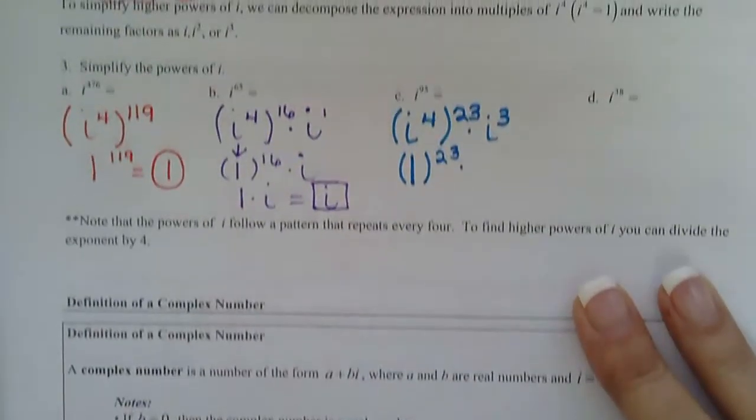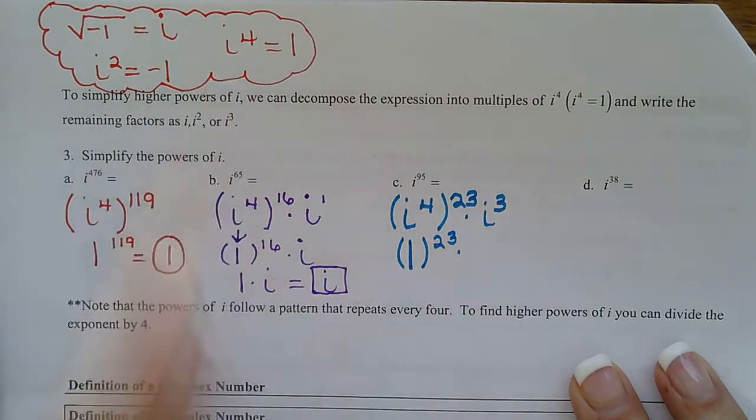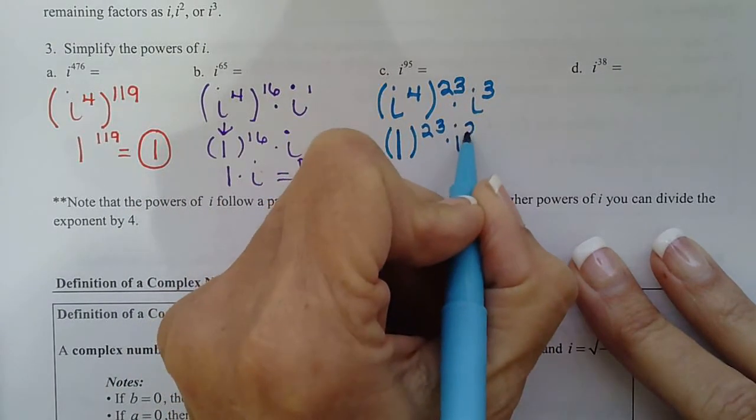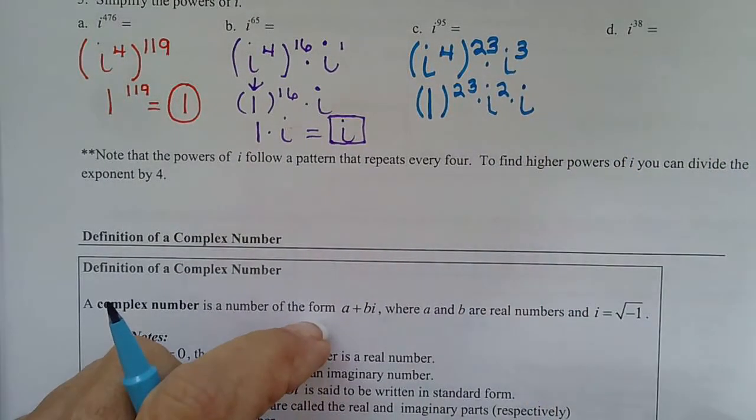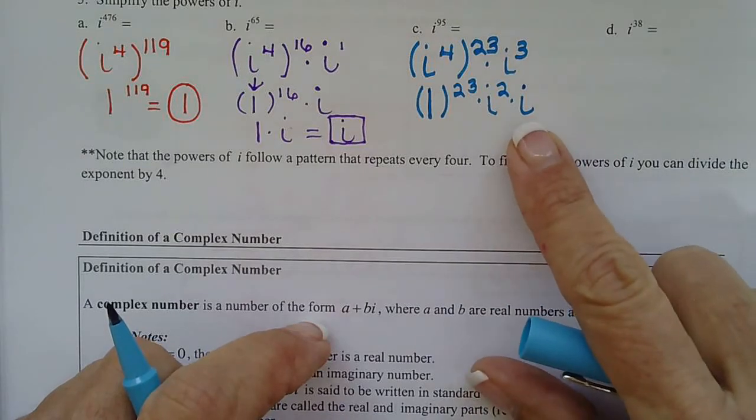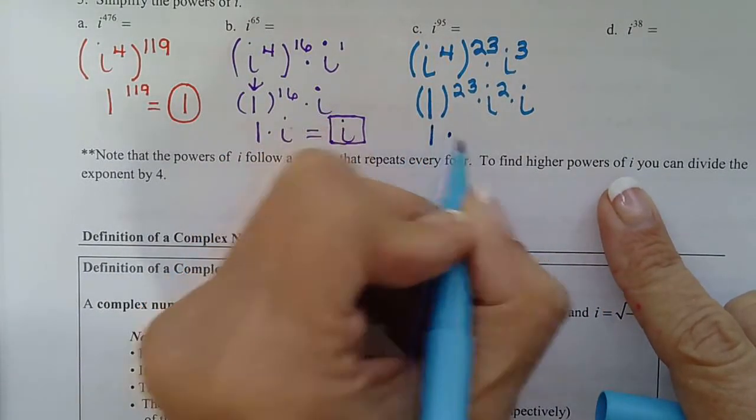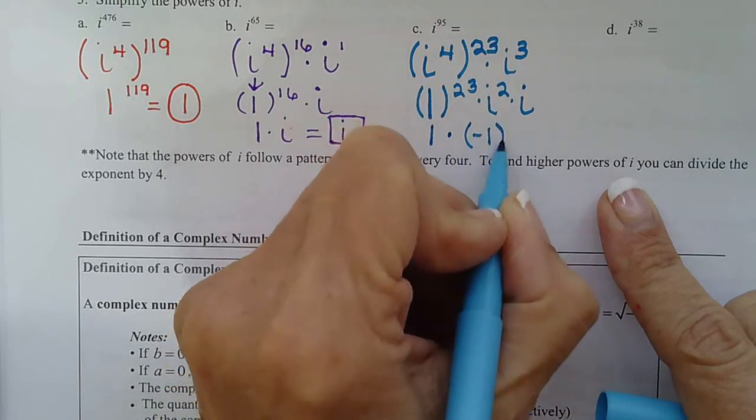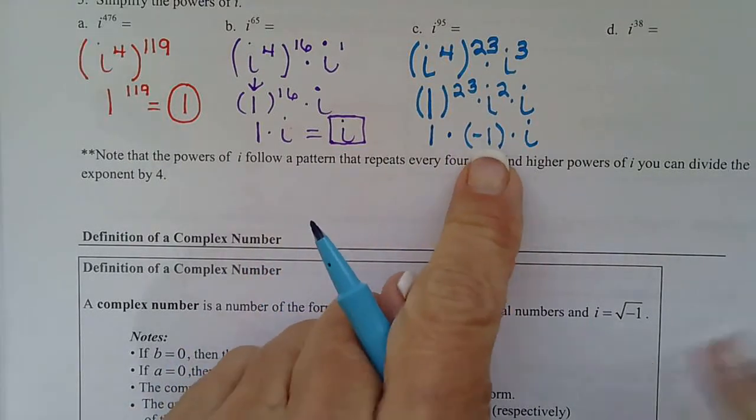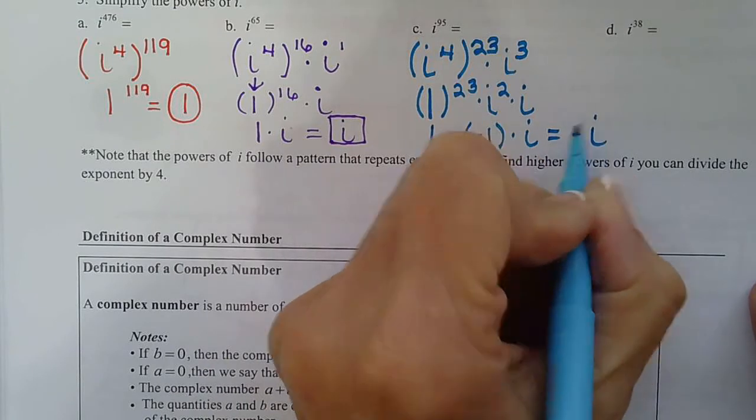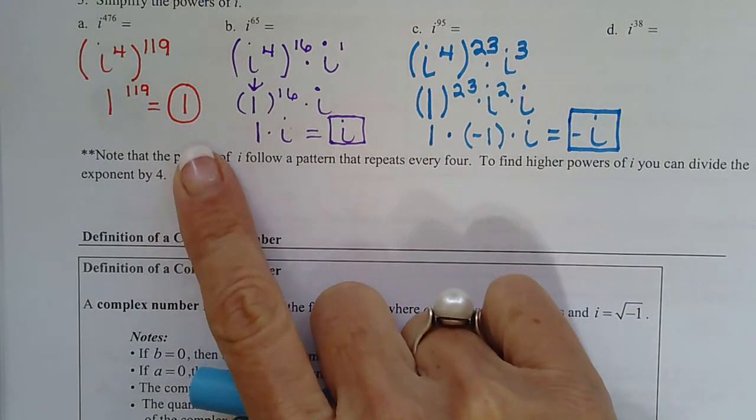And notice how i cubed is not up in this list. I need it to be in this list, so I'm going to write it as i squared and then an i. And do you agree that's still three i's? 2 plus 1 is still 3. But I can't leave anything in an answer higher than i to the first, so that's why I needed to break it down. So 1 to the anything's 1. We know that i squared is negative 1. And i doesn't have a value, it just remains i. So that's my new problem. 1 times negative 1 is negative 1 times i is negative i. And that's one of the four choices from the page prior, right? It had to be 1, i, negative i, or negative 1. There it is.